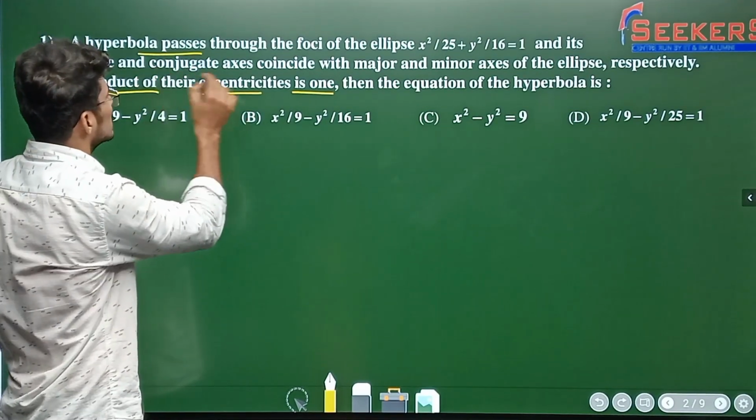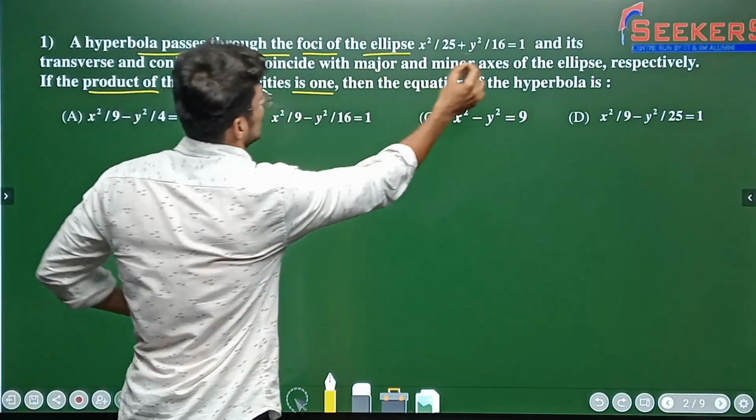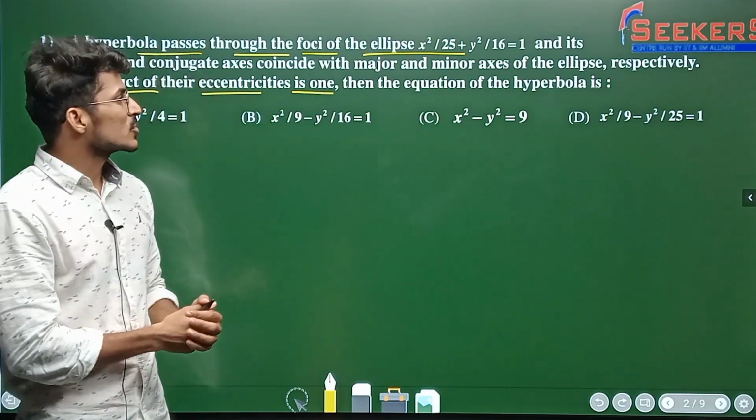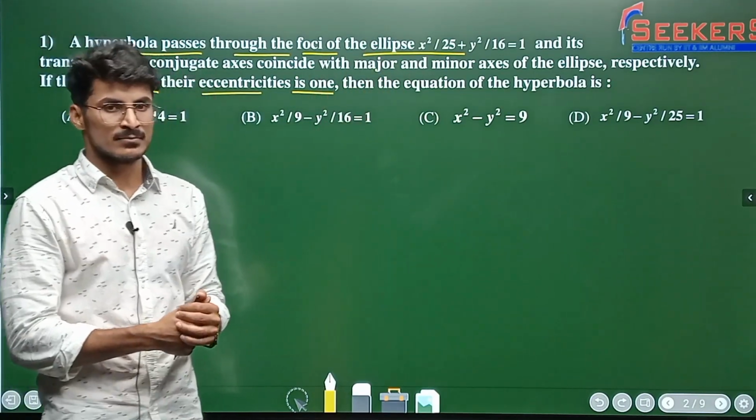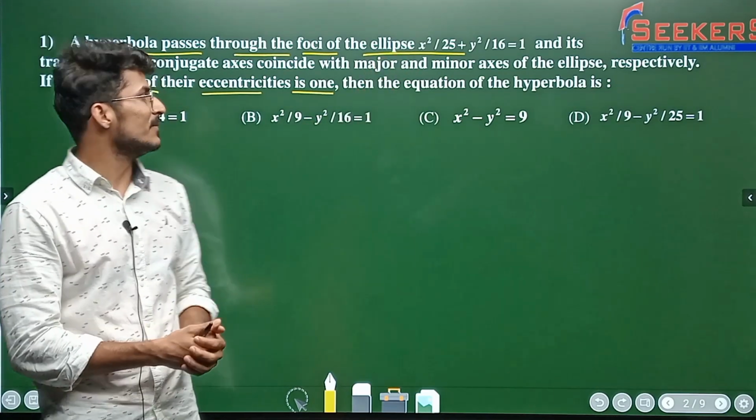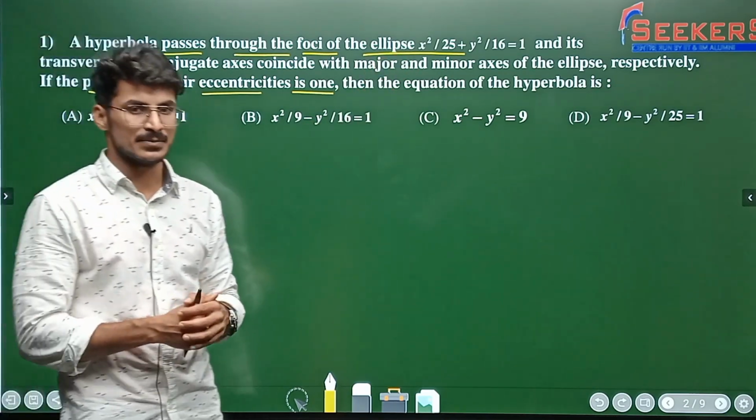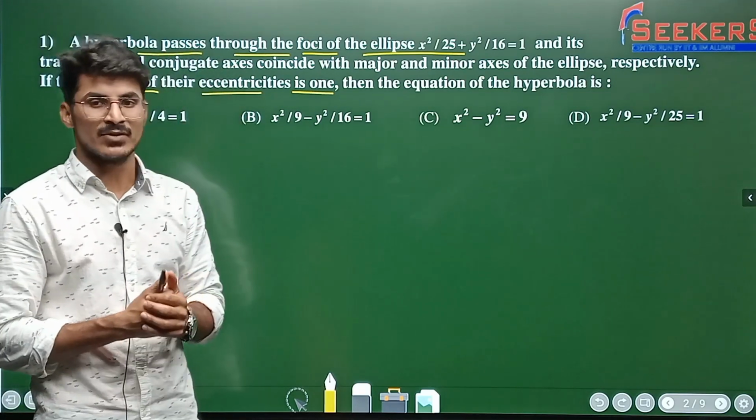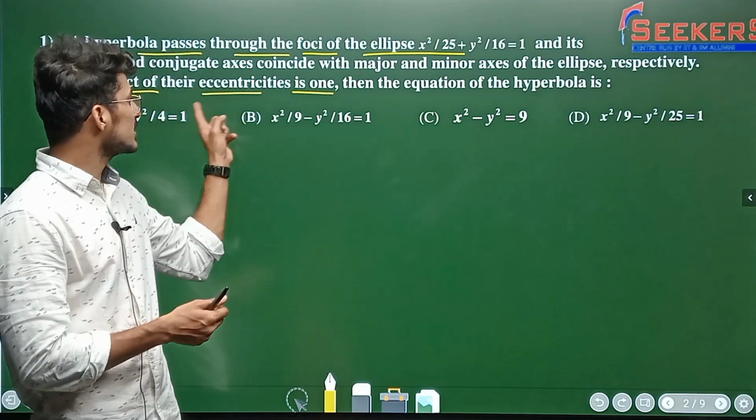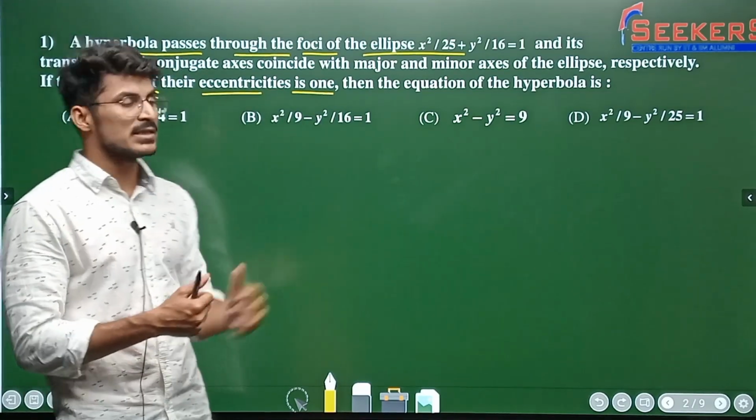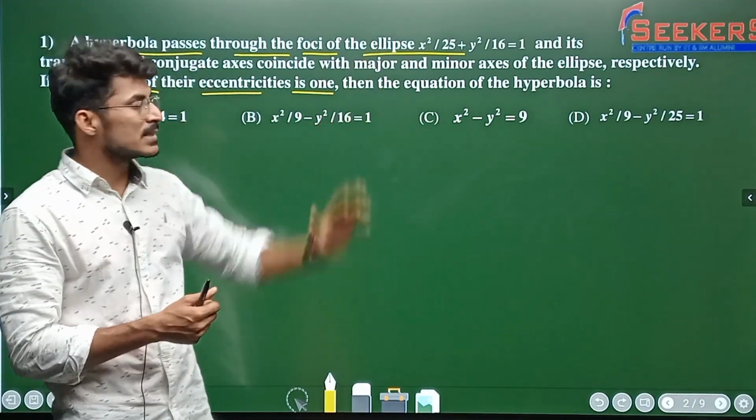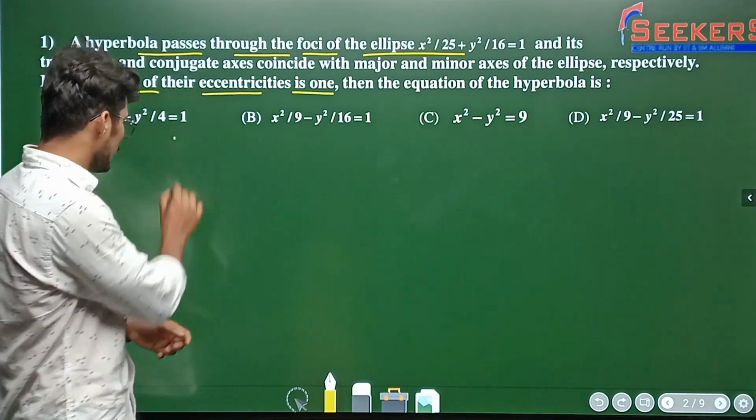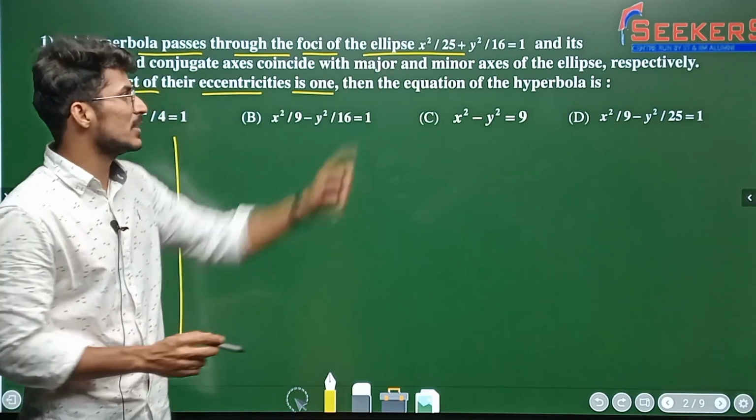First of all, the hyperbola passes through the foci of the ellipse, so let us try to find out the foci of the ellipse first. While finding the foci of the ellipse, we will get to know the eccentricity of the ellipse. If I get to know the eccentricity of the ellipse, you can find out the eccentricity of the hyperbola, because the product of the eccentricities is 1. So let us try to find this out.